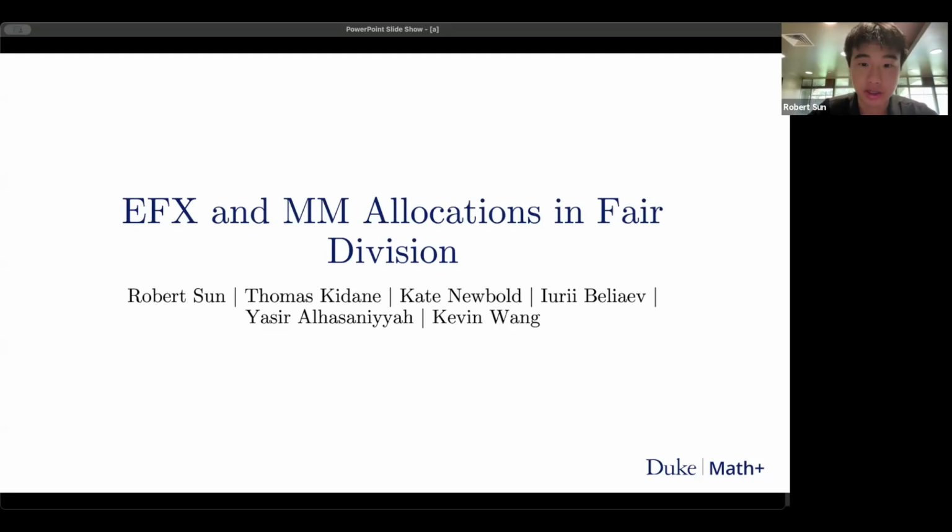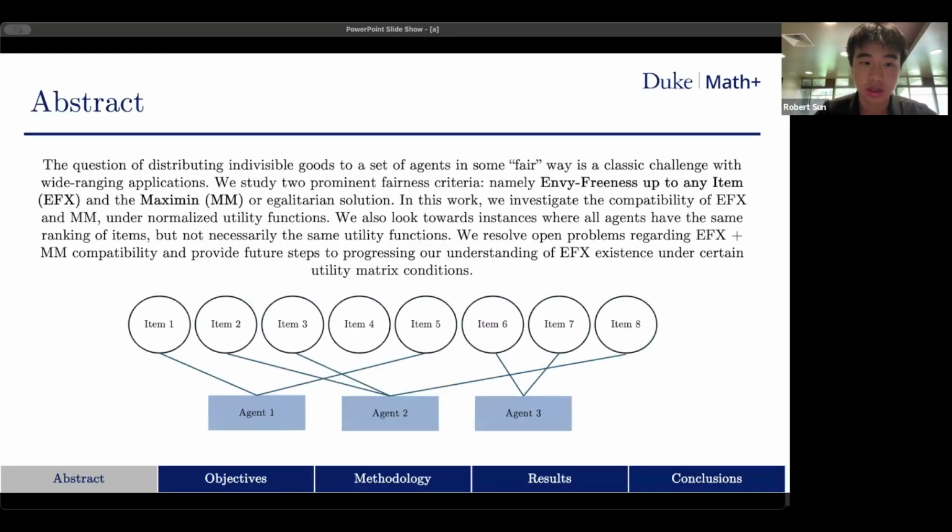So today we're going to be looking at EFX and MM allocations in fair division. Specifically, we're going to look at the question of distributing indivisible goods to a set of agents in some fair manner. And it's a common question in economics, computer science, and algorithmic game theory.